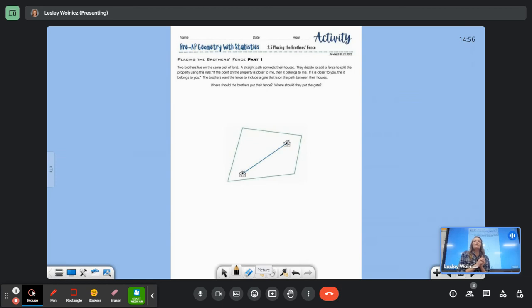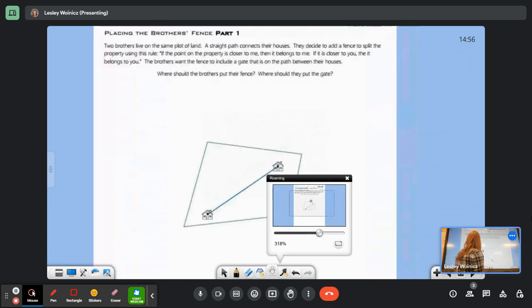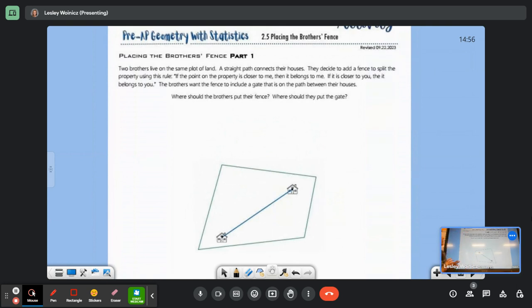Okay, guys, so we have this problem where we are placing the brothers' fence. They live on the same plot of land, which is obviously this green area. We have a straight path connecting their homes. They want to add a fence to split their property using this rule.